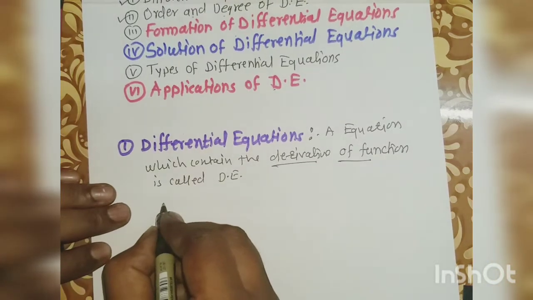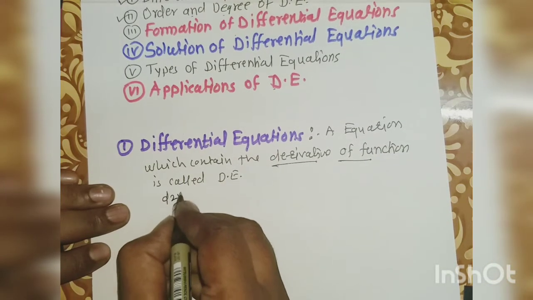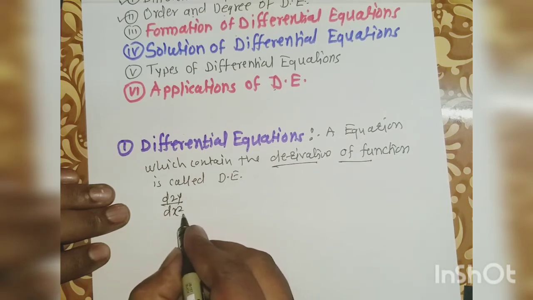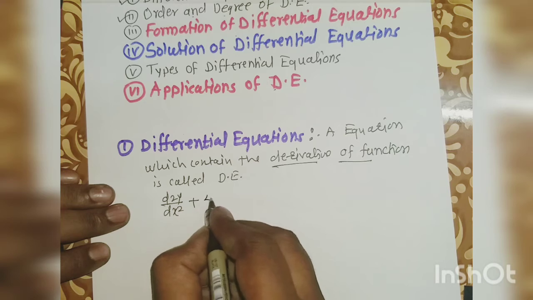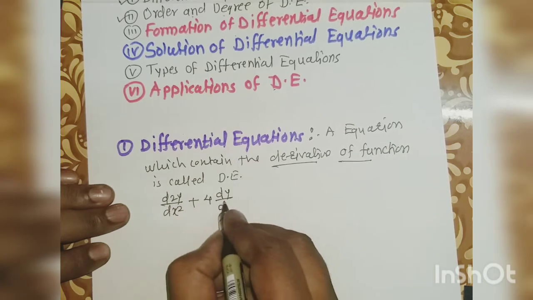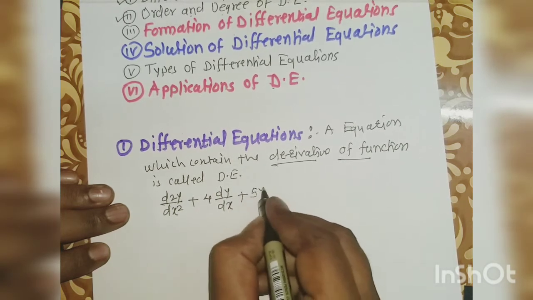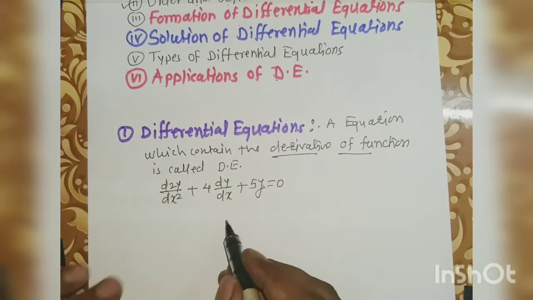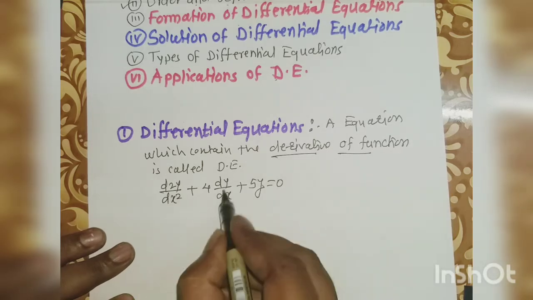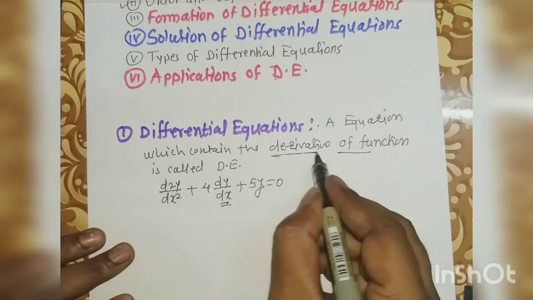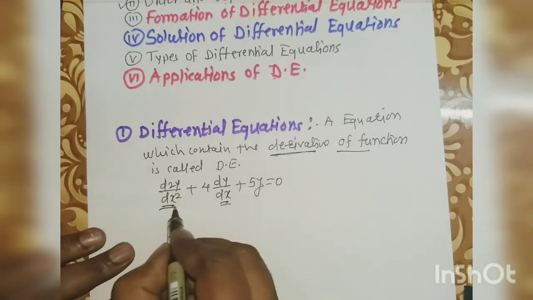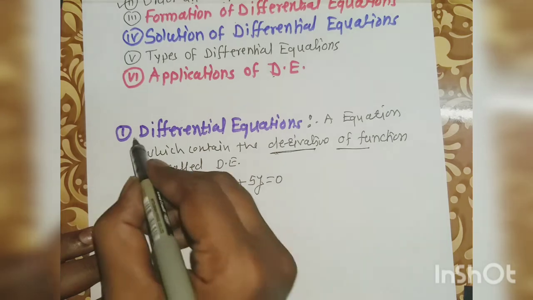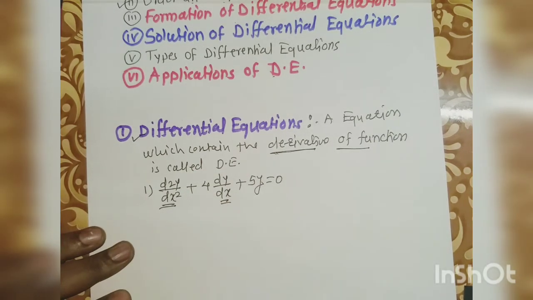For example, d2y by dx square, which is the second order derivative of y with respect to x, plus 4 into dy by dx plus 5y is equal to 0. Now this is an equation, and it consists of the first order derivative term, derivative of the function, and the second order derivative term. Such a type of equation is called a differential equation.